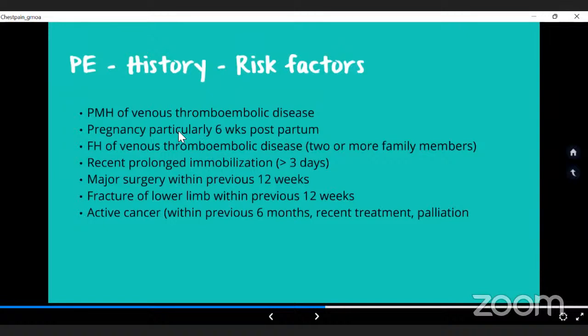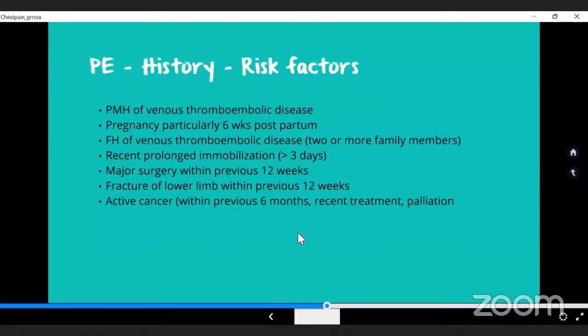So past medical history of venous thromboembolism, pregnancy, family history of venous thromboembolic disease, recent prolonged immobilization of more than 3 days, major surgery within the previous 12 weeks, fracture of a lower limb within the previous 12 weeks, active cancer within the previous 6 months, or recent treatment of palliation. Those are the risk factors. So we need to think of those as well.